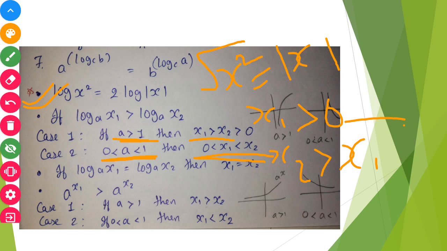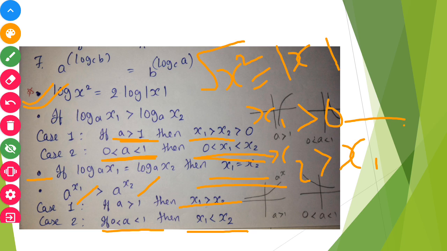Now see another thing. If log of x1 to the base a is equal to log of x2 to the base a, then we can write x1 is equal to x2. Now in exponentials, if a raised to x1 is greater than a raised to x2, then a similar case will apply. If a is greater than 1, then x1 is greater than x2, and if a lies between 0 and 1, we can write x1 is less than x2. Here the inequality sign will change.